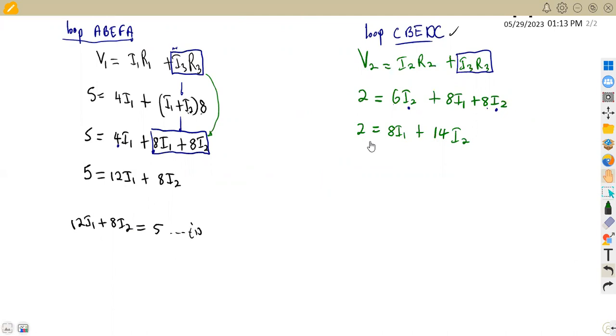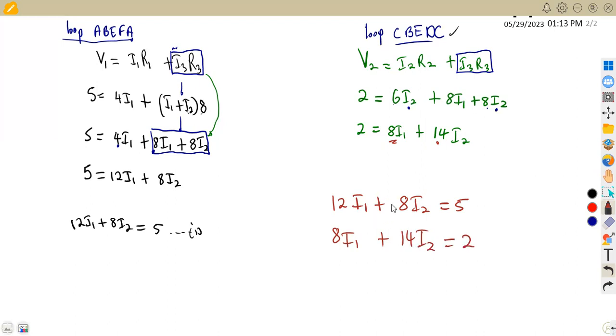In this case, I'm just going to work with the elimination part. All right, so I'm going to work with elimination by substitution. I'm going to have my two equations. The first equation, we have got 12 I1 plus 8 I2, which is equal to 5. Then this is our second equation, but just start with the variables on one side. So we're going to have 8 I1 plus 14 I2, which is equal to 2. So this is what you're going to have in this case.